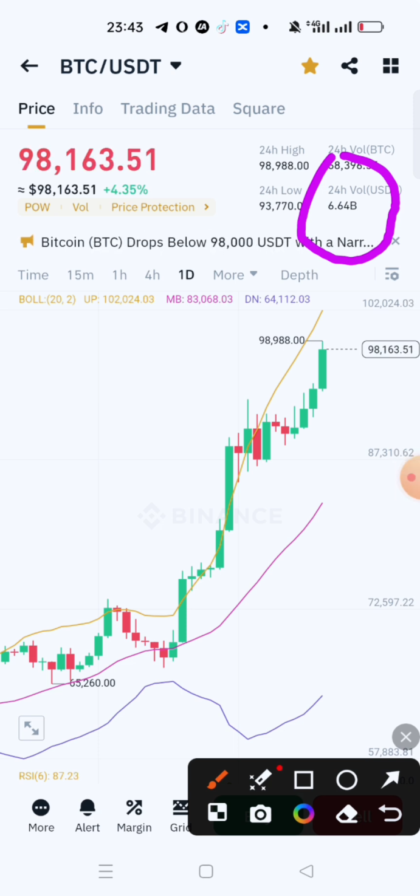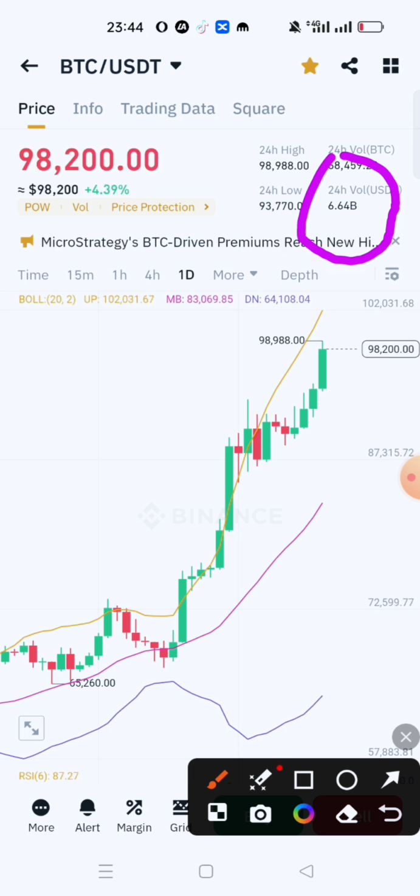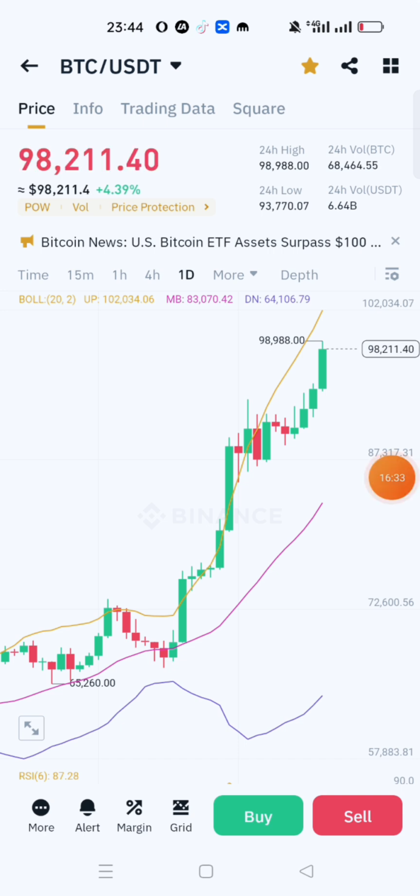$6 billion in some countries is over trillions in their official currencies. In some countries, $6 billion is over quadrillion. I don't know how to even call it. Sometimes it does not have any reasonable figure in your country's currency, but in dollars it's simply $6 billion in a 24 hours volume.